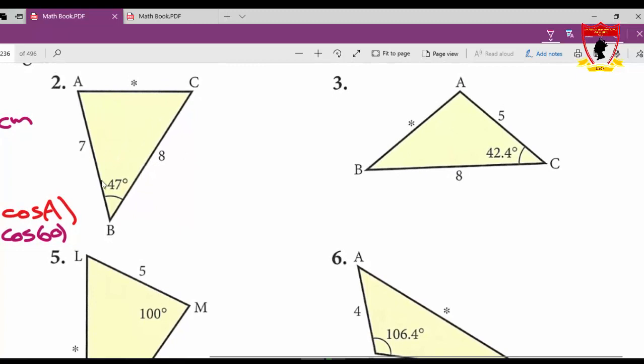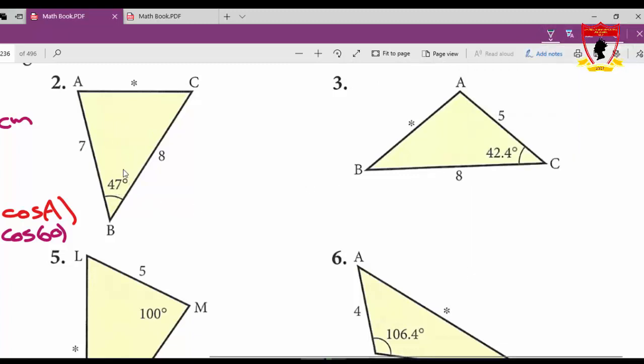Why do we have to use cosine rule? Because two sides are given with the angle between them. Whenever you apply sine rule for any triangle to find a missing side or a missing angle, if you see two terms in your equation are missing, it means it's not the right time to use sine rule. We have to jump to cosine rule.